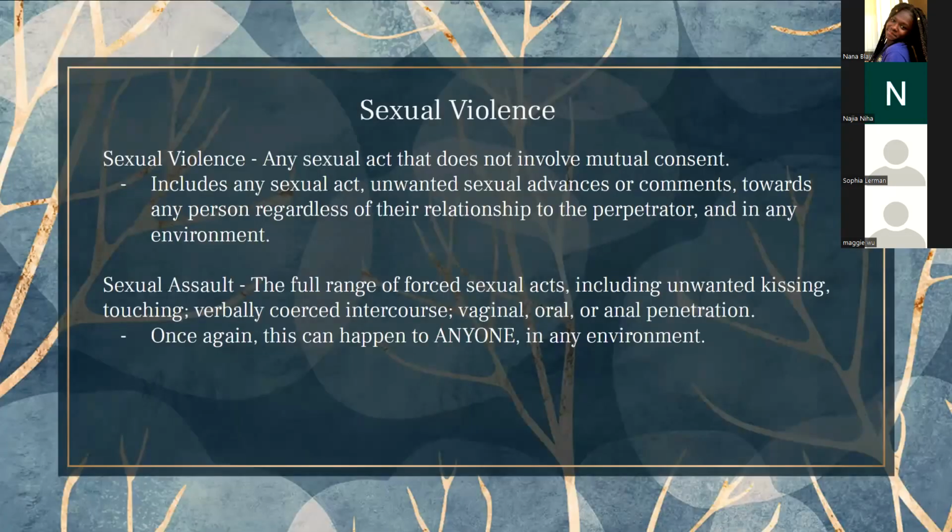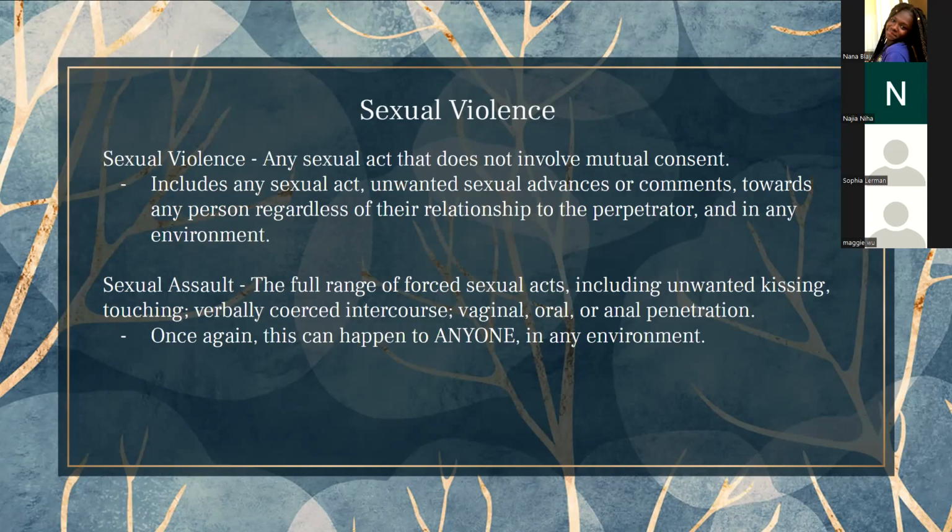Moving on, we have sexual violence and sexual assault. It's important to know what these two mean in order to, as I said before, identify this type of behavior, because some of these behaviors you might not even recognize as sexual violence or assault. So sexual violence is any sexual act that does not involve mutual consent. And we'll go on to what consent explicitly means in the next slide. But this includes any sexual act, unwanted sexual advances or comments, like someone decides to catcall you, or someone makes an unwanted comment towards you.